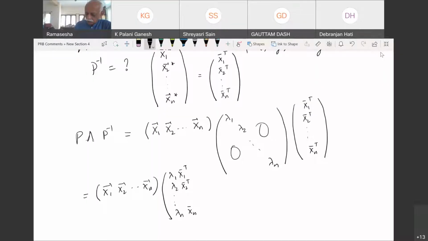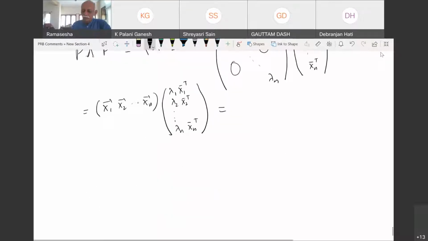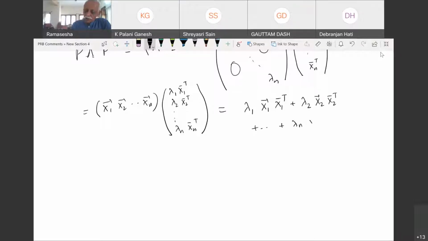Okay, and what is that equal to? Lambda 1 x1 bar transpose plus lambda 2 x2 bar transpose plus etc. plus lambda n xn bar transpose. So I have been able to write my matrix A, which is a Hermitian matrix, in terms of these eigenvectors and eigenvalues.